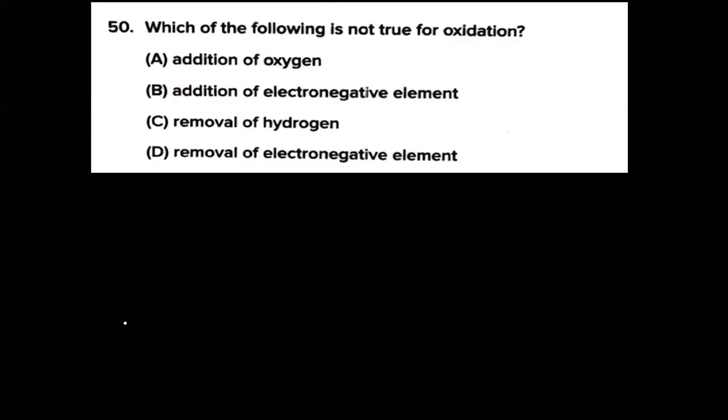Which of the following is not true for oxidation? So this is direct, conceptual oriented. Removal of electronegative element is what they have given in option D, which is not true. Removal of electronegative element is nothing but reduction.